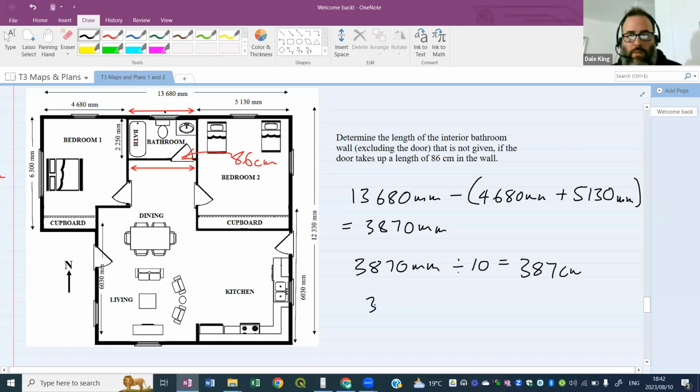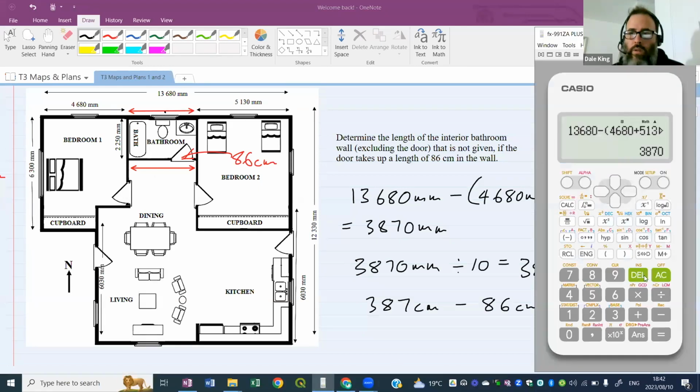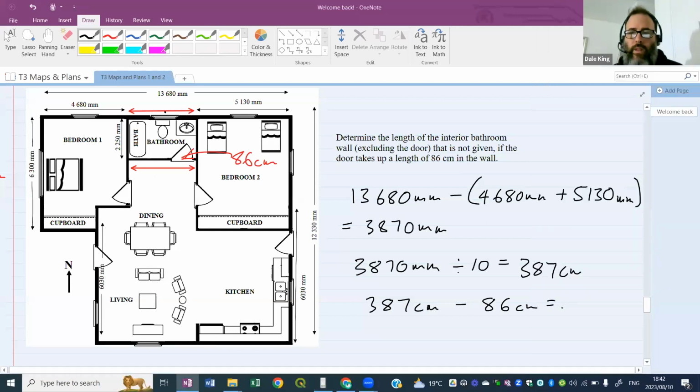All right, and what must I do with this? You're going to subtract it by 86 centimeters. Okay, so 387 minus 86, and we get 301 centimeters.